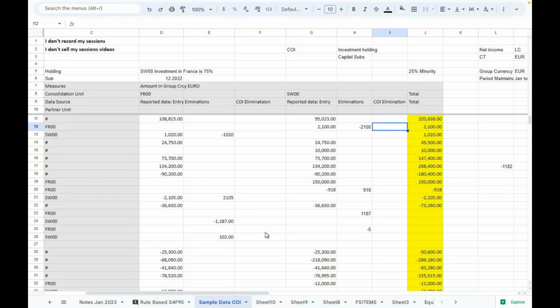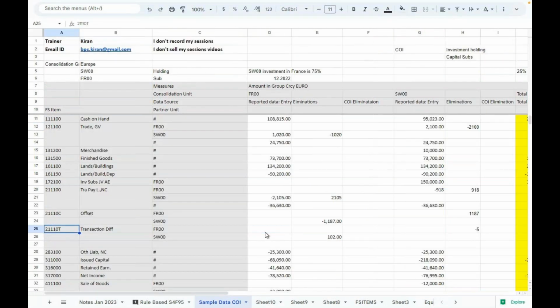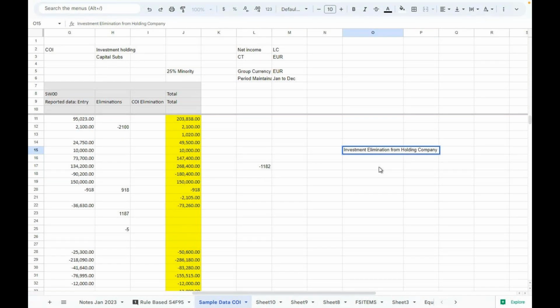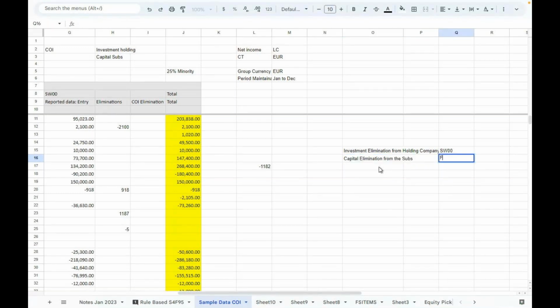So here what happens? There are some rules when you are performing accounting. Some accounting standard says first you have to eliminate the investments. Whatever intercompany elimination is, that is separate. Now, as part of consolidation of investments, when you want to run it, there are four things you have to perform, right? What are the four things? Investment elimination from the holding company. In our case, holding company is Switzerland. Capital or equity elimination from the subsidiary, which is France. How much percentage? 100%.